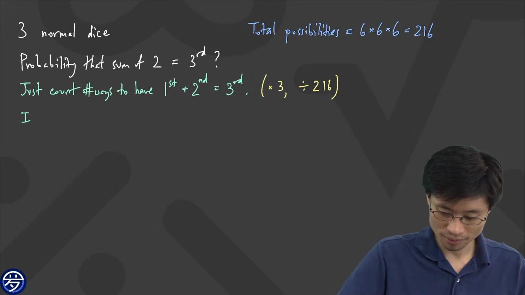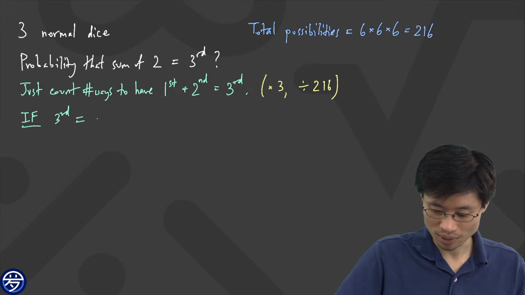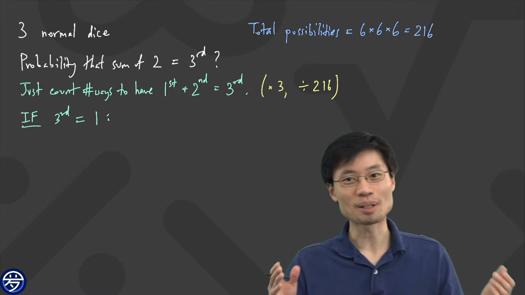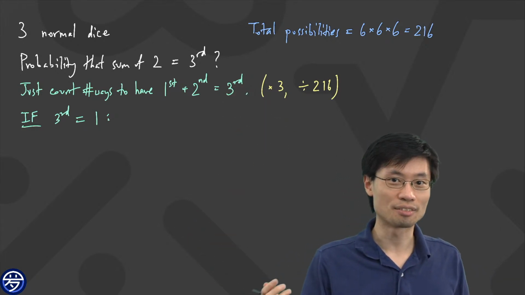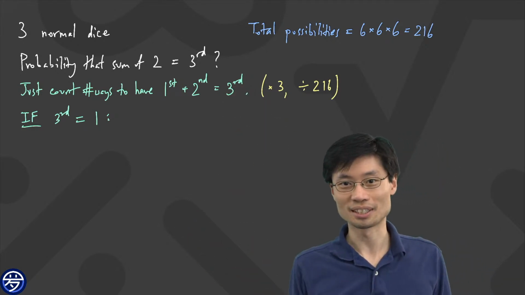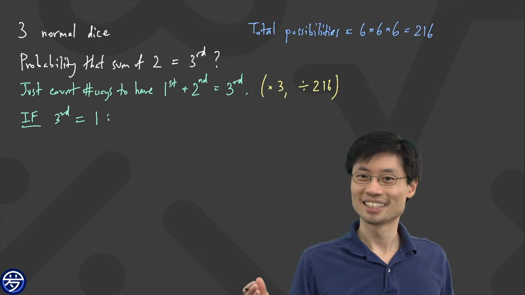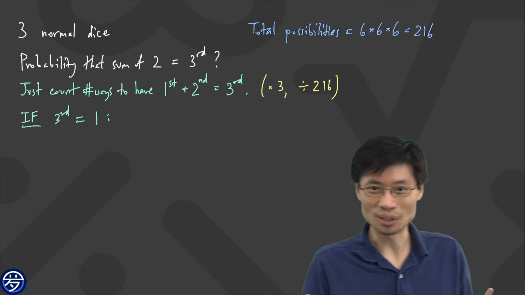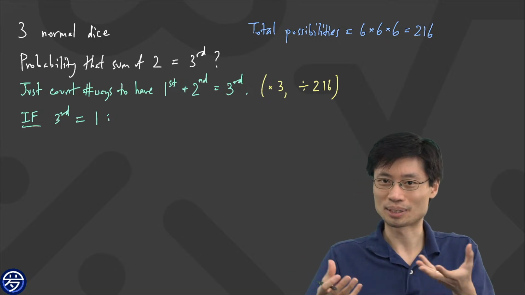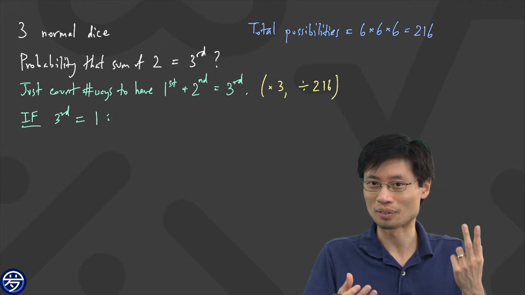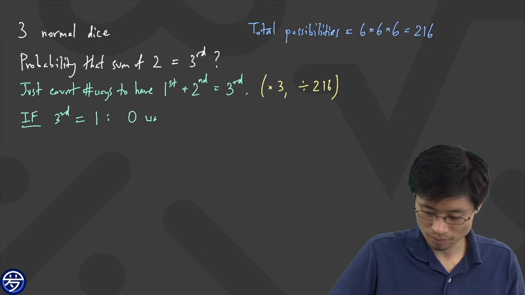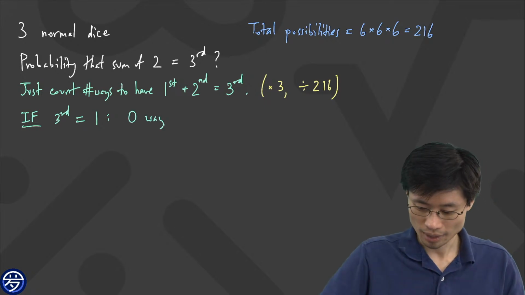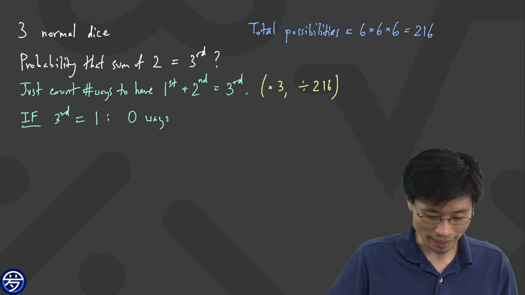If the third is equal to 1, can anyone tell me how many ways there are to do this? If the third is 1, how many ways can you have the first plus the second equals the third? This one's okay, 0. There's no way, because you can't have numbers which are 1 or more and add up 2 of them and get 1. So there's no ways. As you can see, it's going to be actually pretty systematic.